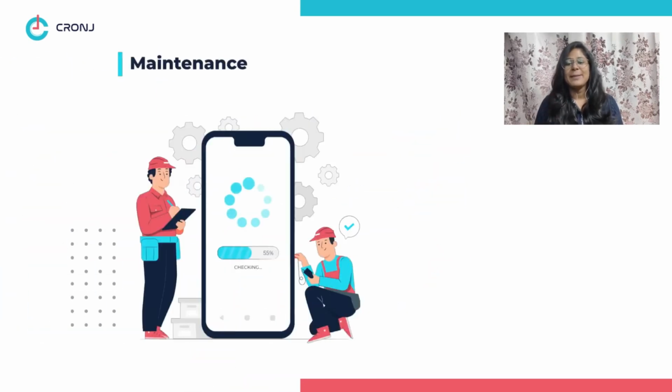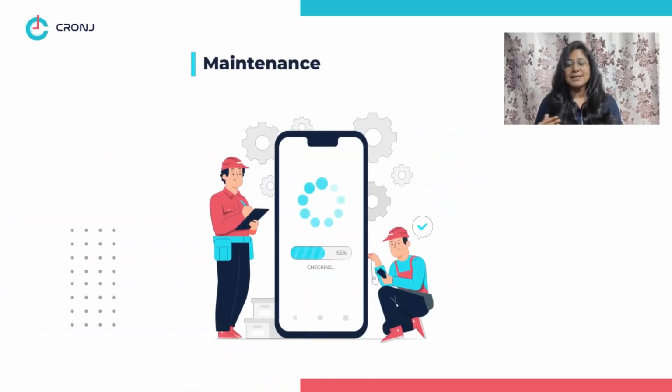Number 5, maintenance. When the app is available, you need to make regular bug fixes and ensure its compatibility with the new devices. You can use DevOps to automate the release of newer versions of the app.